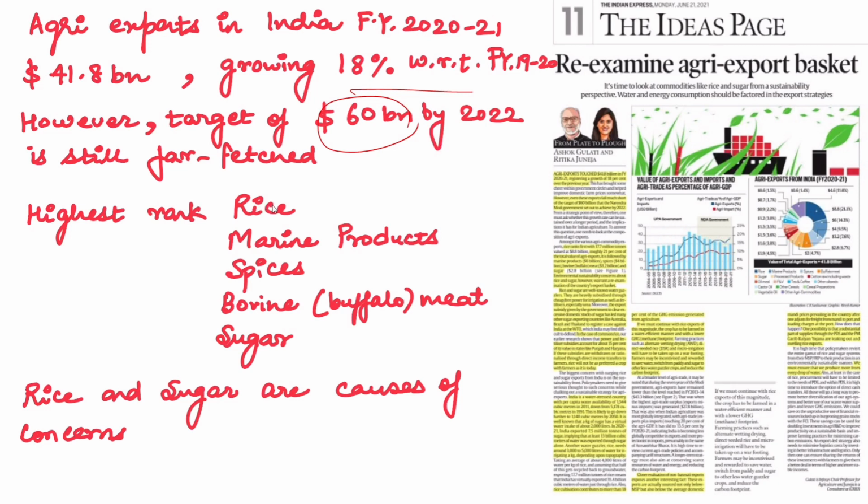Let's look at the top 5 exported commodities. The first one is rice, then marine products, spices, bovine, that is buffalo meat, and sugar. You can also have a look at the chart given here.